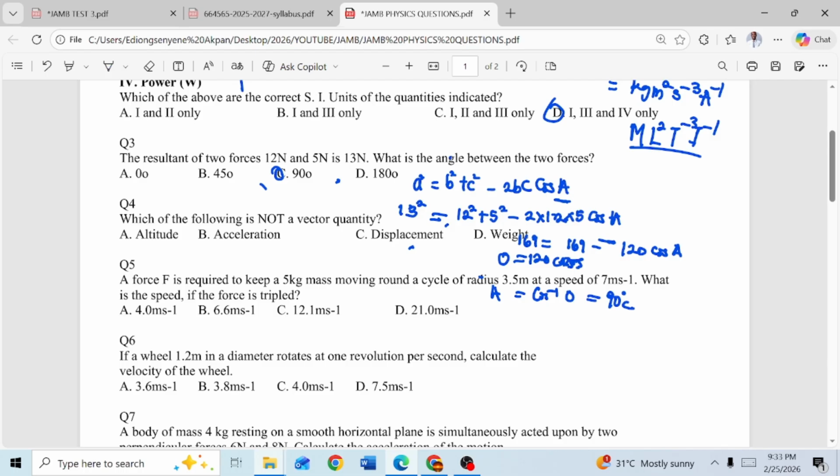Number 4. Which of the following is not a vector quantity? Altitude, acceleration, displacement, weight. Altitude is distance.